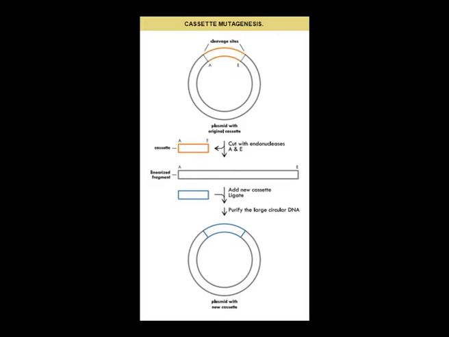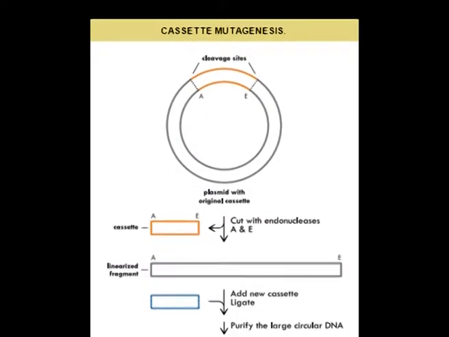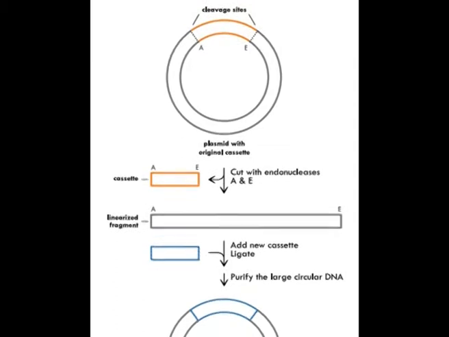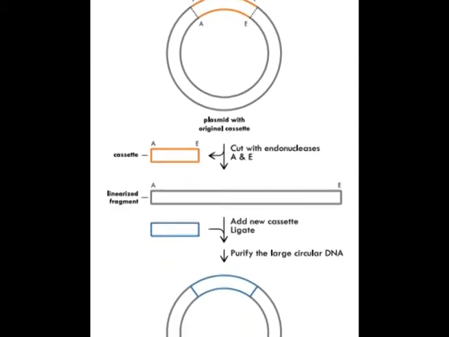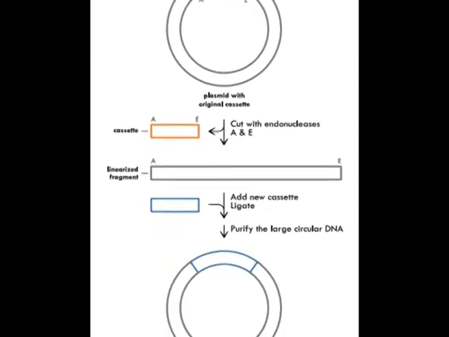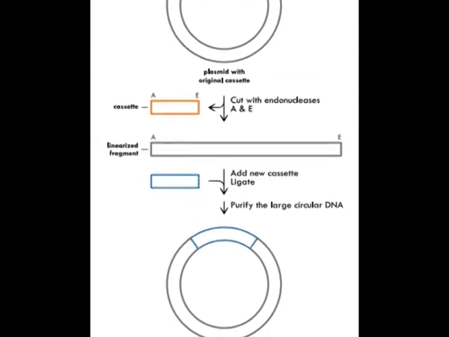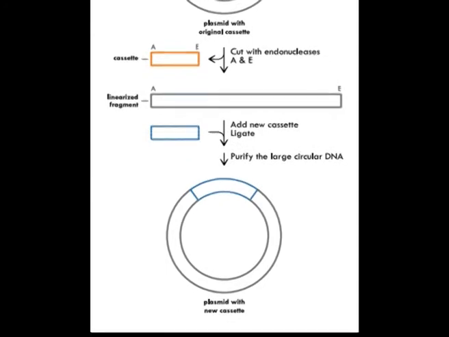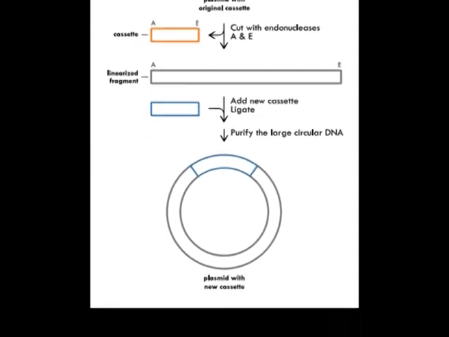This figure explains the method of cassette mutagenesis. The original plasmid is cleaved with restriction enzymes A and E on either side of the cassette to be removed. The restriction digest creates a linearized plasmid fragment and a cassette. The new cassette, indicated in the blue color, containing the desired changes, is then ligated into the linearized plasmid.